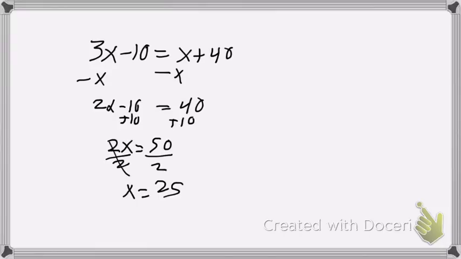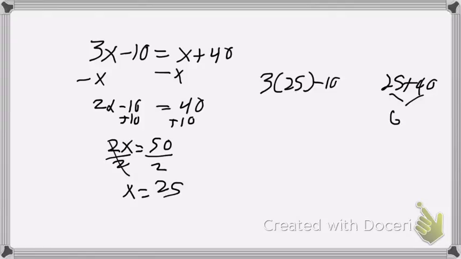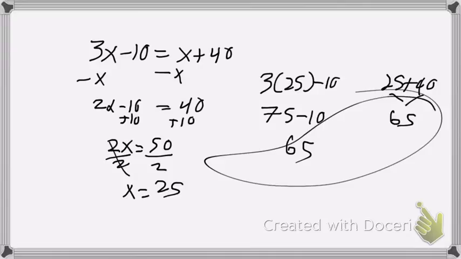Let's just find the value of x, then find the measure of each angle. Well, we know that x equals 25, so all we have to do is plug it back in. Now, if we did this right, we should get the same answer on both sides. 3 times 25 minus 10, and 25 plus 40. So this one's the easier one. We get 65. Here we get 75 minus 10. Not necessarily hard, but we also get 65. So those are the measures of the two angles, and x equals 25. Okay?